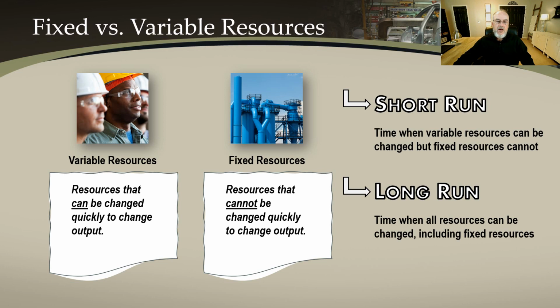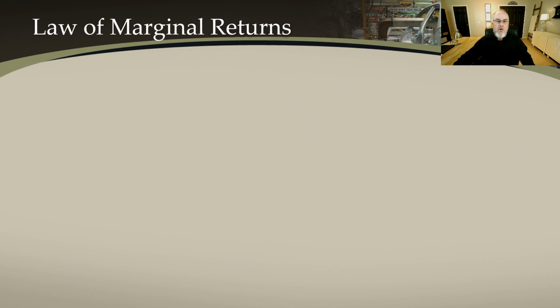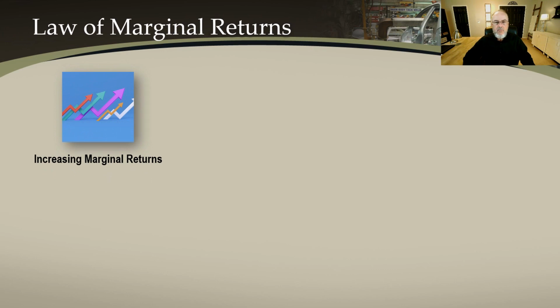Now, when we're talking about our resources and using our resources, there's something called the law of marginal returns. This has to do mostly with labor, variable resources, things that I can change quickly. Let's look at this. All right, there's a law called increasing marginal returns. So basically here, when I've got a variable resource like labor, I can improve my productivity if I add another variable resource up to a point.